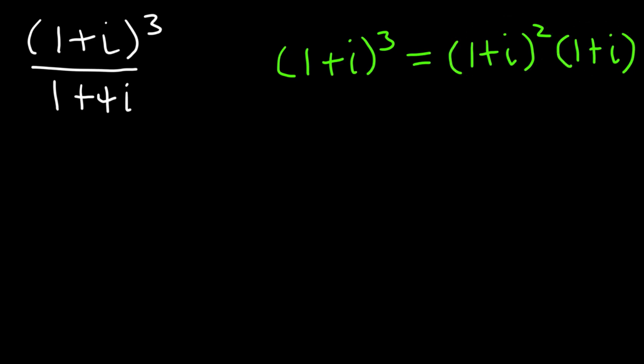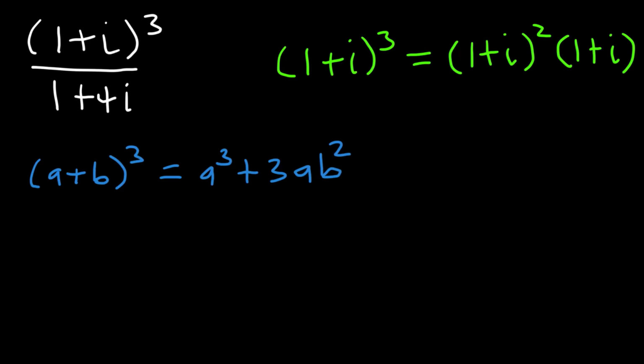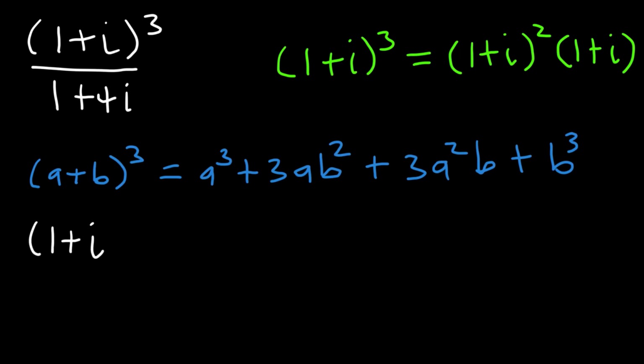We know that a plus b raised to the power of 3 is equal to a to the power of 3 plus 3a times b raised to the power of 2 and then plus 3a raised to the power of 2 times b and then plus b raised to the power of 3. So in this case, we have 1 plus i raised to the power of 3. a will be equal to 1 and then b will be equal to i.